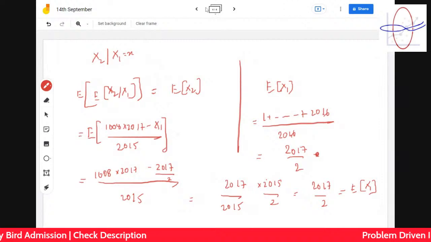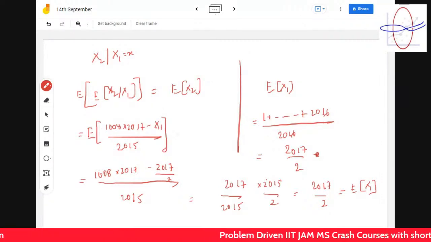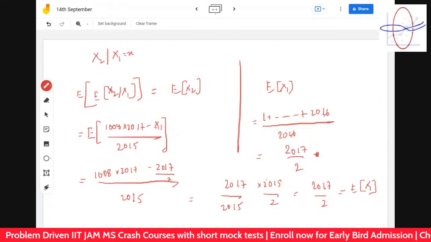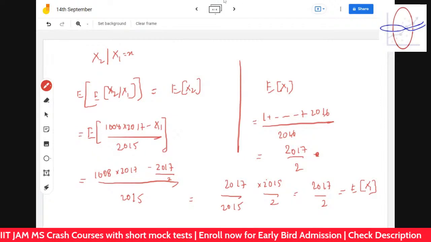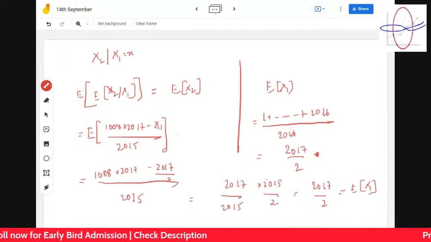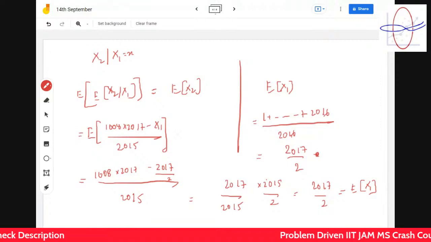So you think about it, why this is true and how it's coming out. I hope I have not made a calculation mistake. Let me check once again. 16 minus 1, 15, 15 cancels. Yeah, 2017 by 2. So I hope you understood the solutions. We use very important ideas over here: Adam's law, the smoothing property, and all the important ideas of conditional expectation and conditional distribution.